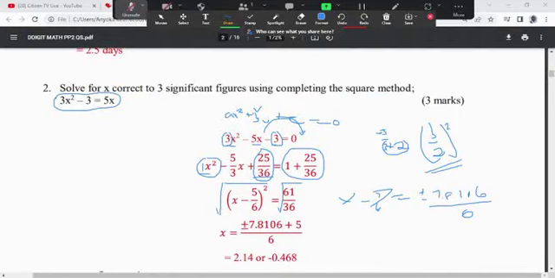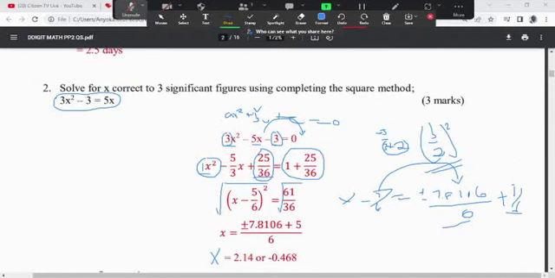Then we take this one to the other side. After taking 5 over 6 to the other side, because the denominator is the same, we are going to add 5 over 6. Since the denominator is the same, we add the numerators. So we have x is equal to plus or minus 7.8106 plus 5 over 6. Then we evaluate. So x will take the values.